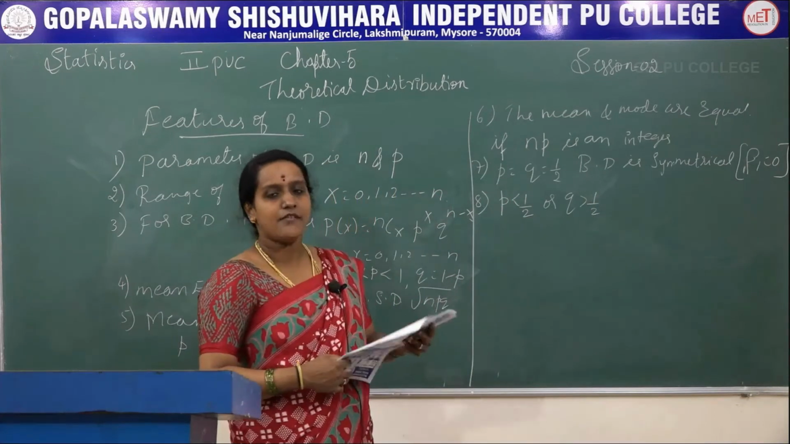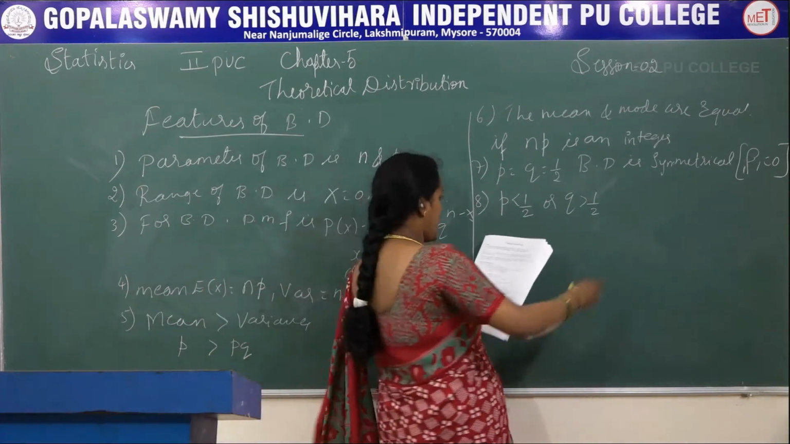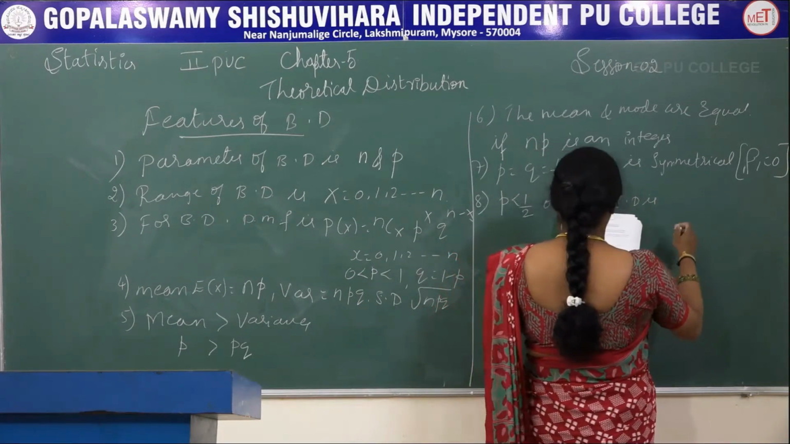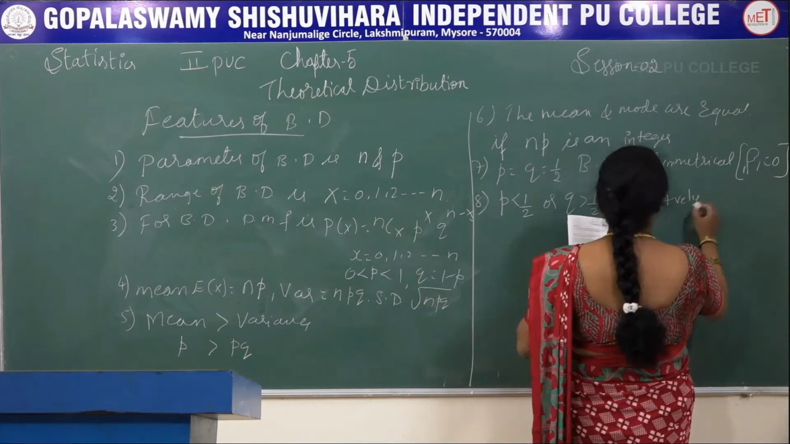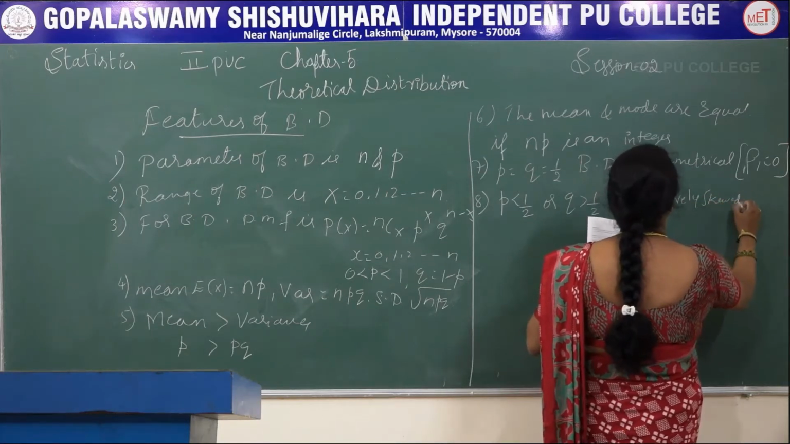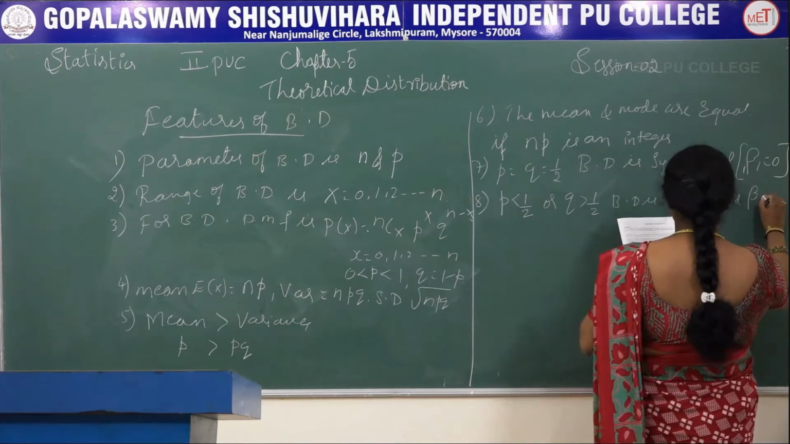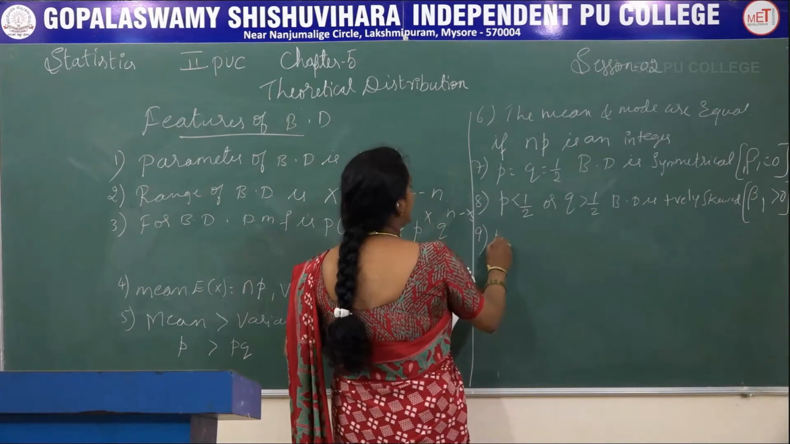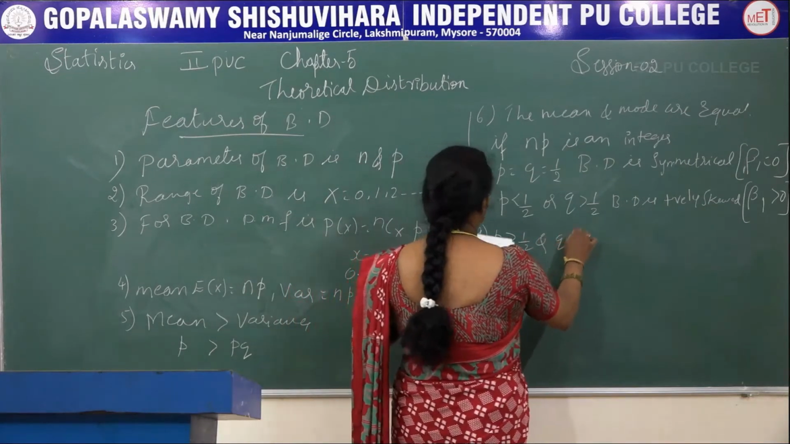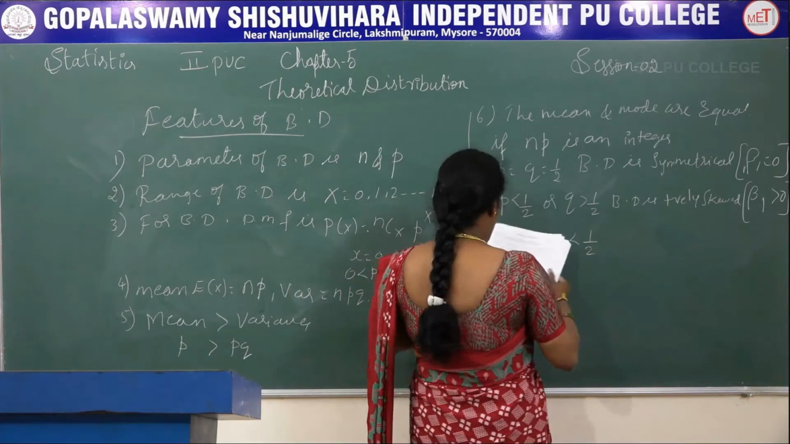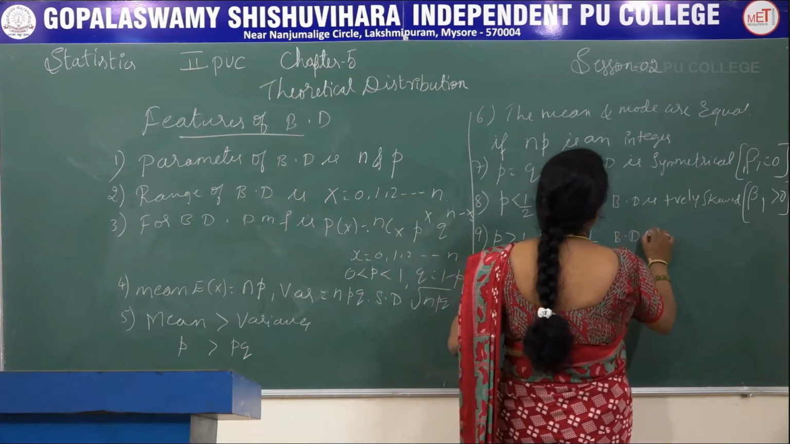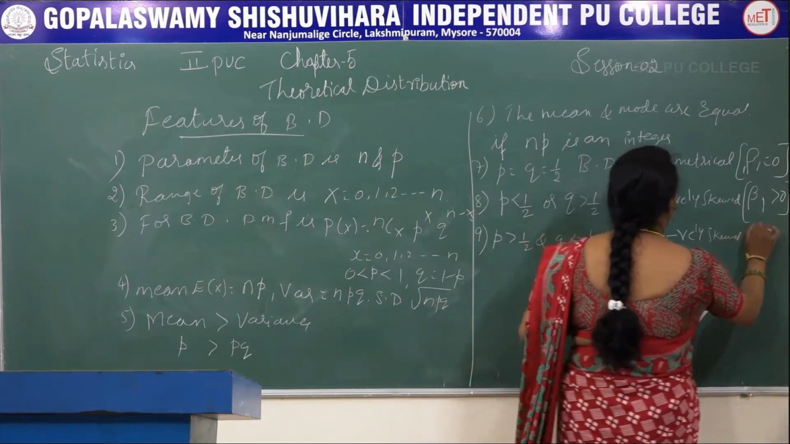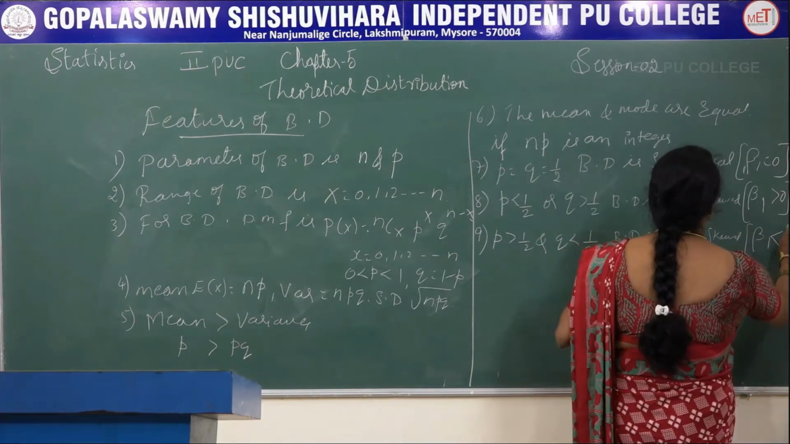If p is less than half or q is greater than half, the binomial distribution is positively skewed, and beta 1 is greater than 0. Similarly, if p is greater than half or q is less than half, then the binomial distribution is negatively skewed, and beta 1 is less than 0.